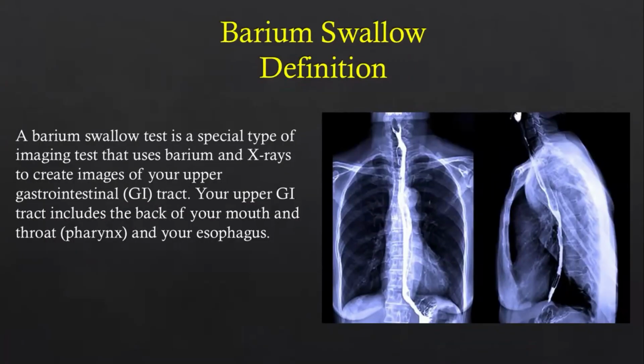So at first, what is barium swallow? Let's see the definition. A barium swallow test is a special type of imaging test that uses barium and X-rays to create images of your upper gastrointestinal tract. That means you have to visualize the patient's esophagus from mouth to gastroesophageal junction, and for this we have to use a contrast agent. Your upper GI tract includes the back of your mouth and throat, that means pharynx, and your esophagus.